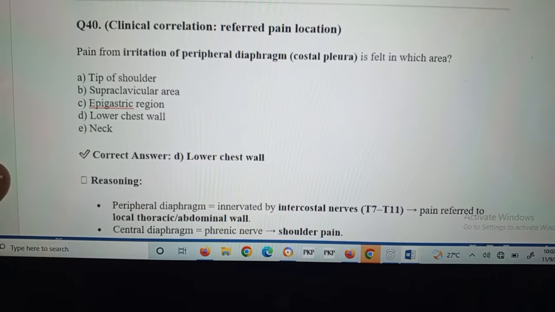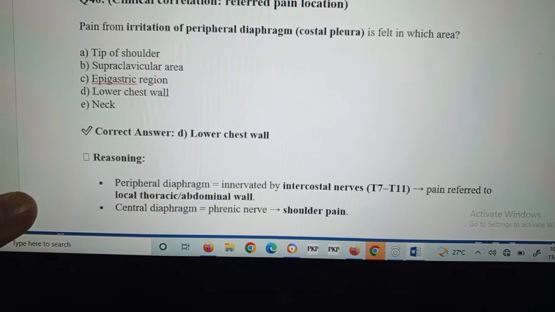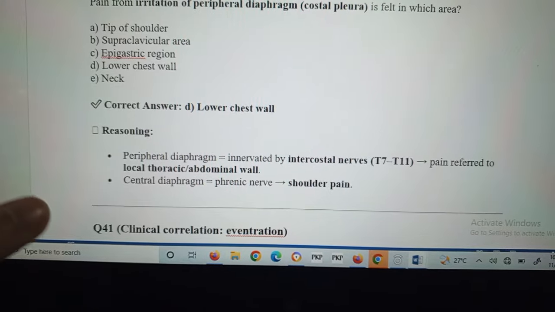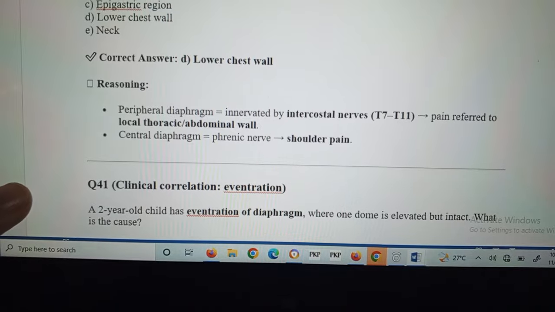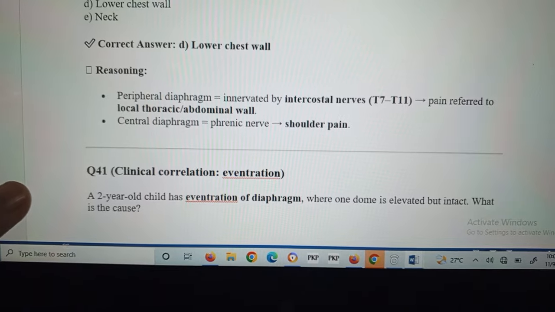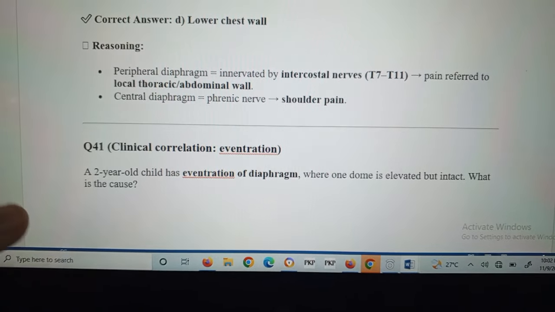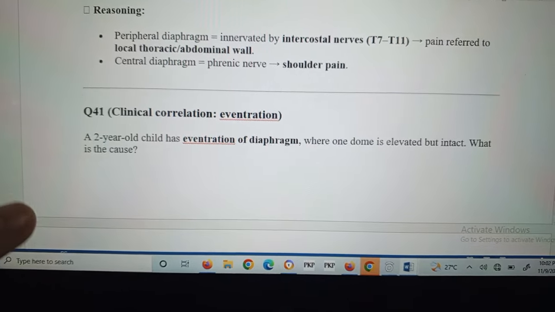Pain from irritation of the peripheral diaphragm and costal pleura is felt in which area? Lower chest wall. The peripheral diaphragm is innervated by the intercostal nerves, that is T7 to T11. Pain is referred to the local thoracic abdominal wall. Central diaphragm is equal to phrenic nerve, giving referred shoulder pain.